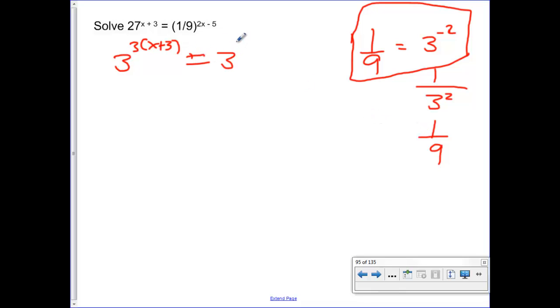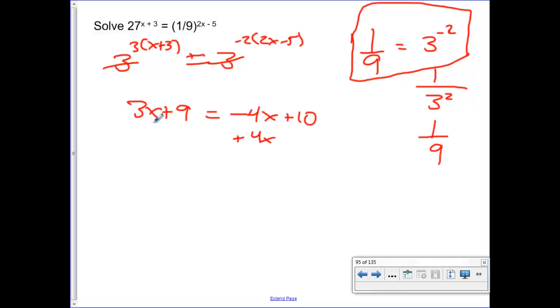So let's write it as 3 to the negative 2, and then 2x minus 5. You guys have seen this before. And with practice, you'll remember it, I hope. Okay, so next step, cancel the 3's, so they're gone. 3x plus 9 now equals minus 4x plus 10. Add 4x to this side here. And that's where things are going to head to.